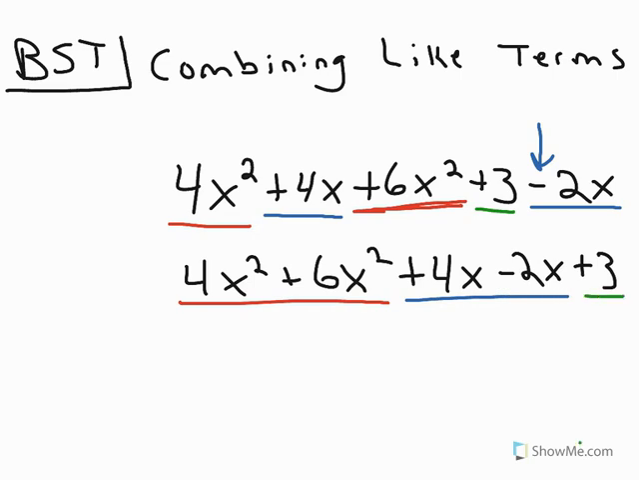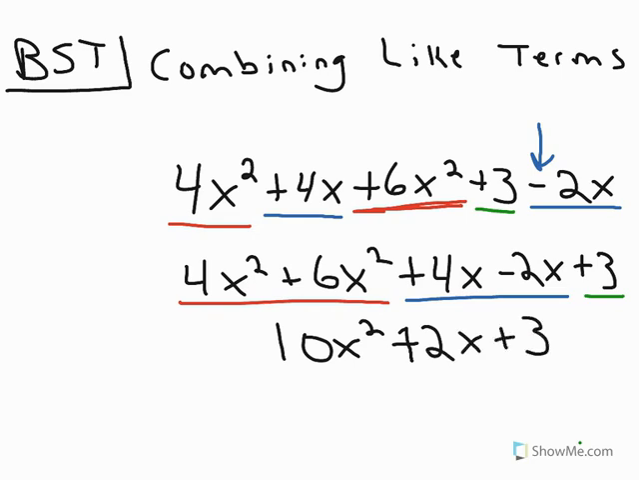Okay, so now you just add and subtract them just like we did before. So 4x squared plus 6x squared would just be 10x squared, plus 4x minus 2x, so that's why that negative 2 comes in handy. So that would be just plus 2x, and then we have 3, plus 3.